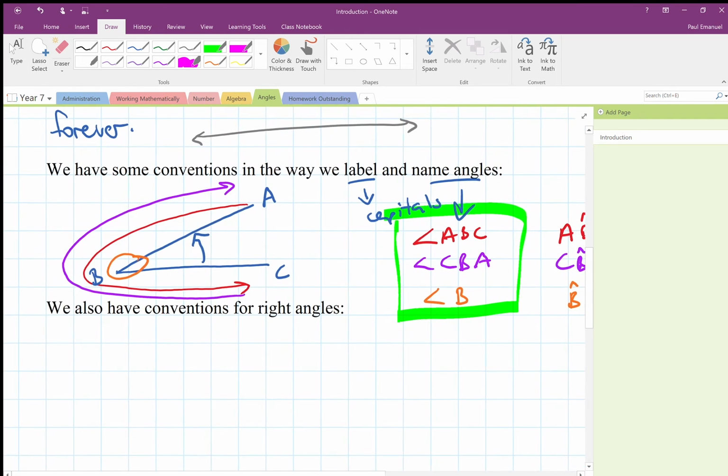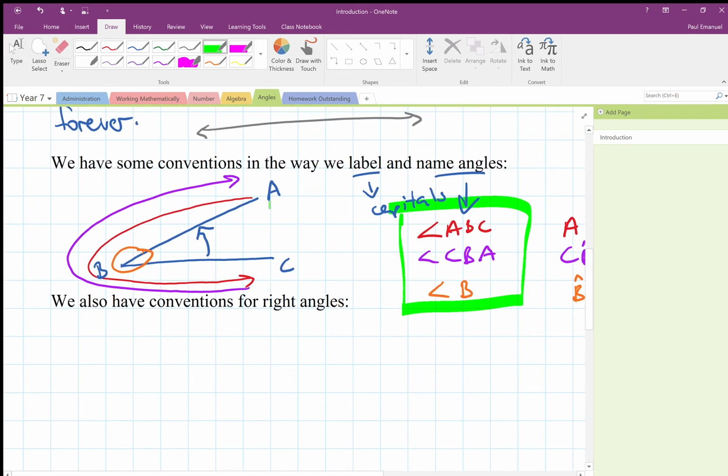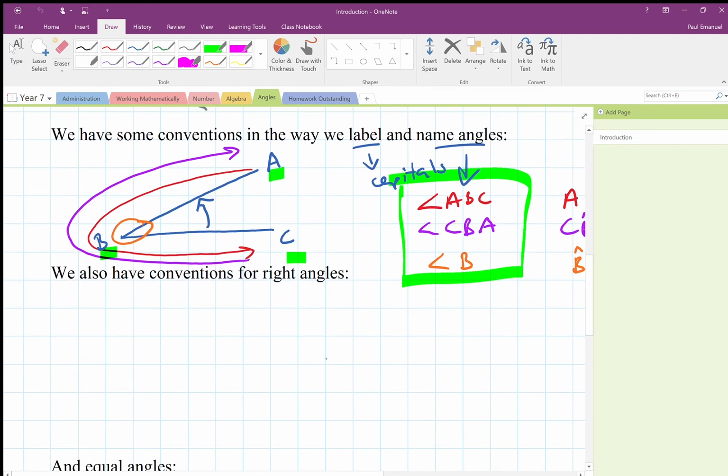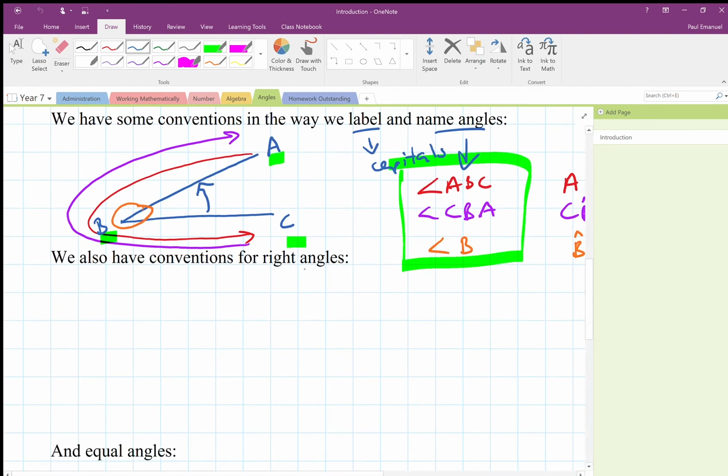Okay, so that's how we label. We label them with capitals, and we name them by listing the letters in order around the angle. The other thing we have a convention for is a right angle, and I'm sure most of you, if not everyone, knows that a right angle is one with 90 degrees, and importantly, I'm even going to draw straight lines this time, look at me.